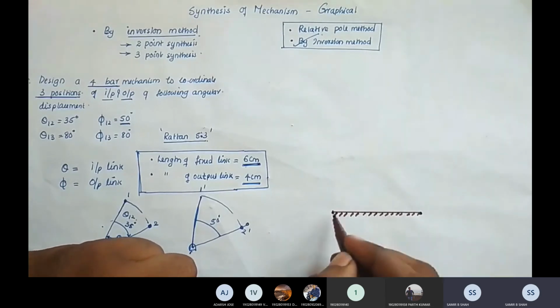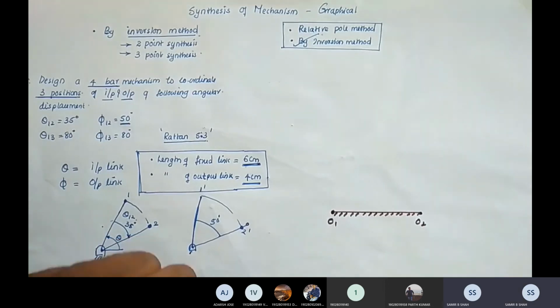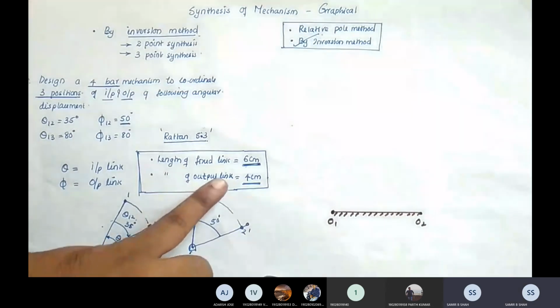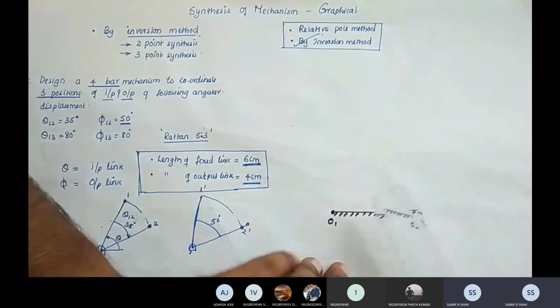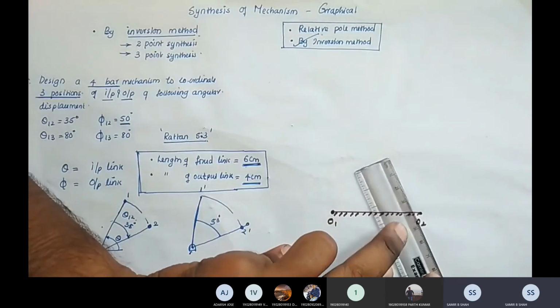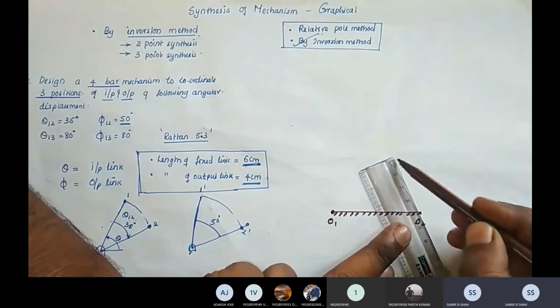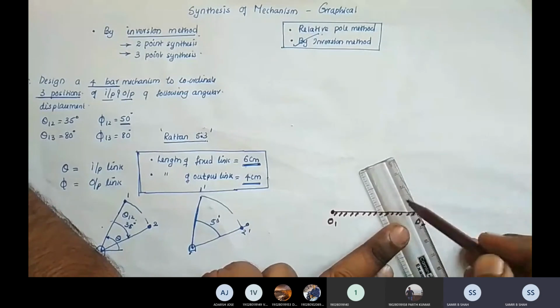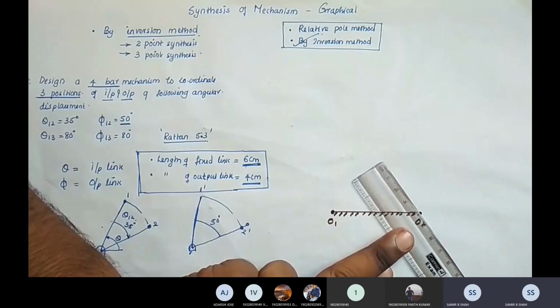Here I am fixing this link. Okay, this is O1 and O2. Now I am going to take the length of the output link as 4 centimeter, at any arbitrary angle. The angle is my interest. Suppose if you need to take this angle, it is fine.